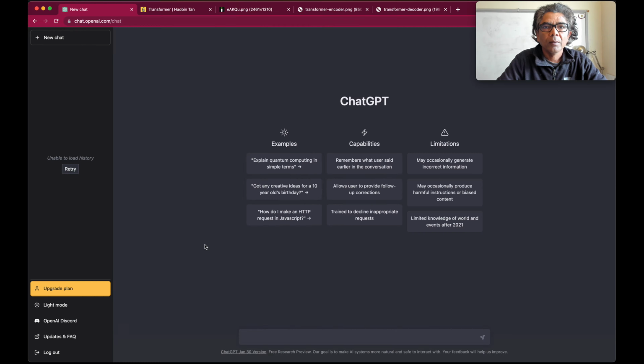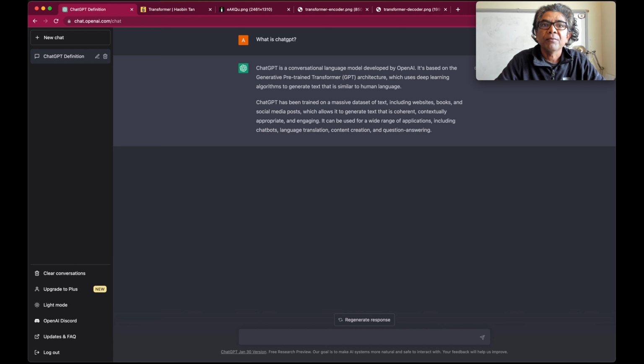So here we are at the ChatGPT prompt, and our very first question is, what is ChatGPT? We already have this information in the public domain. ChatGPT is a large language model developed by OpenAI and mainly designed for answering questions and providing information based on its understanding of the world until 2021. And one important thing that came out of it is that it is based on the GPT architecture.